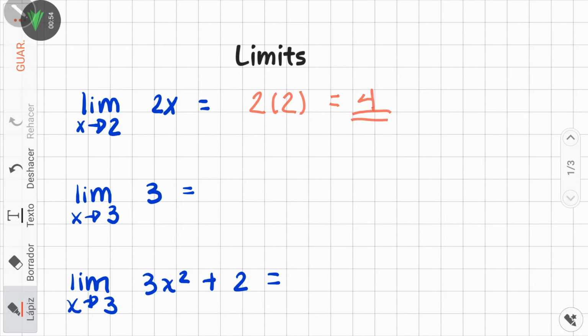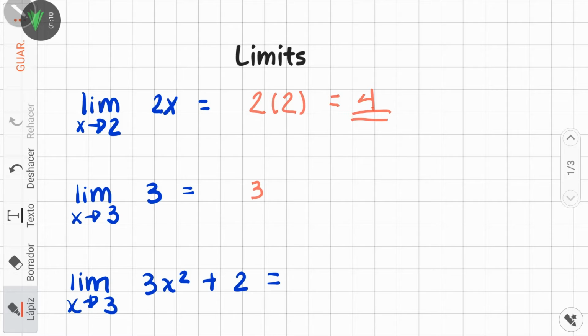Really simple, right? Now, what if you only have a number and you don't have that x in there? So simply what you must do is write the number. And that's it. It doesn't matter what the limit of x is, your answer will be 3.